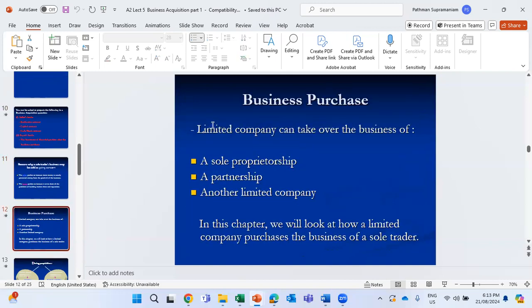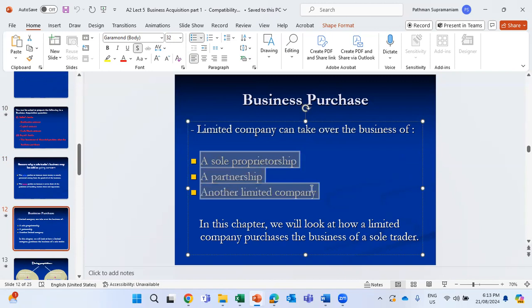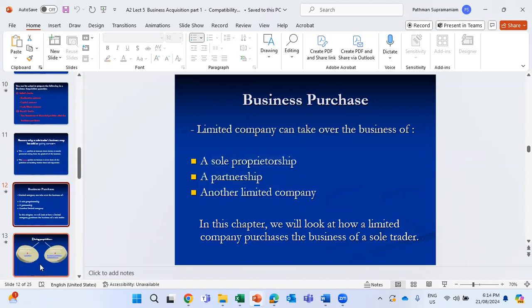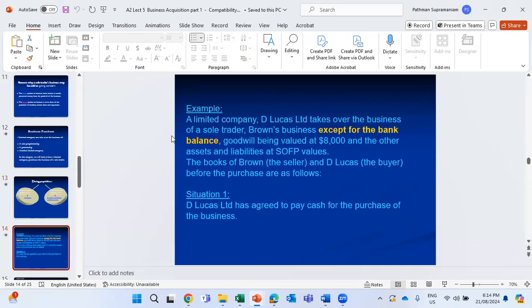Okay, so as I mentioned earlier, a limited company can take over the business of a sole trader, a partnership, or another limited company. I've mentioned this just now. Now I'm going to expose you to a scenario question. I'll keep it very simple.